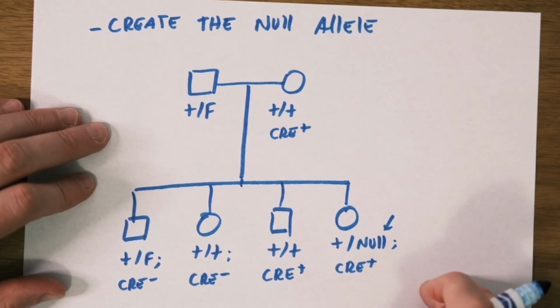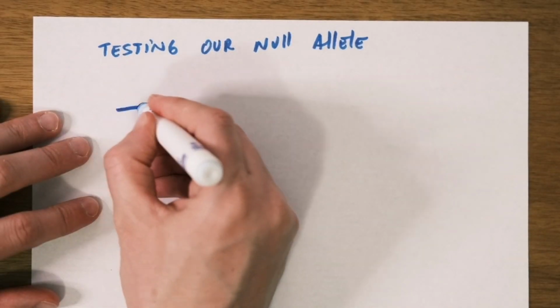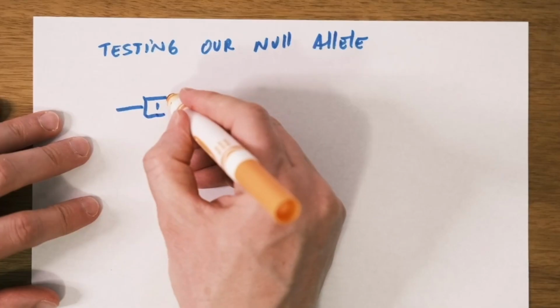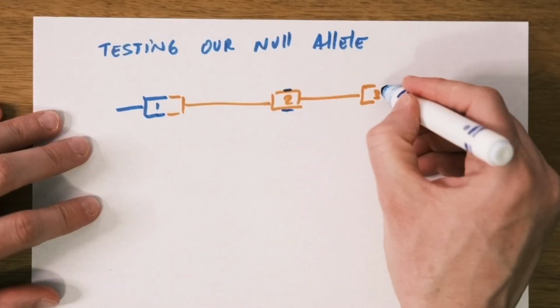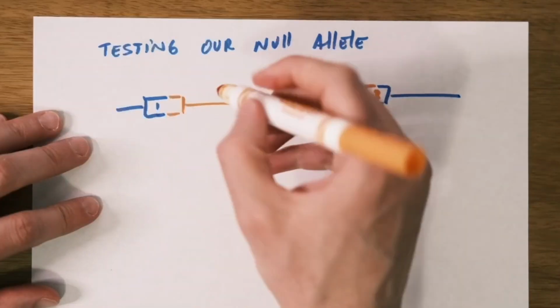And that is what we want to see happening for this. So now that we have those animals, we can validate the recombined allele in the same way that we validated the Flox allele. So again, we will have our exon 1, we will have our exon 2, and we have our exon 3 here, and we will have our loxP sites.